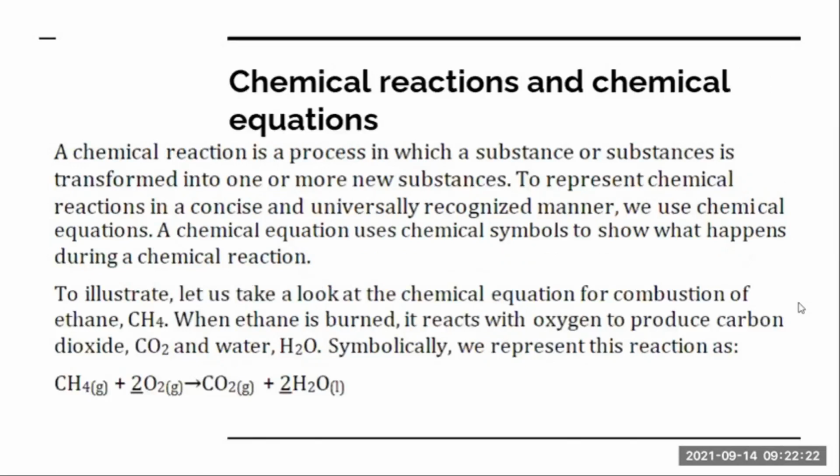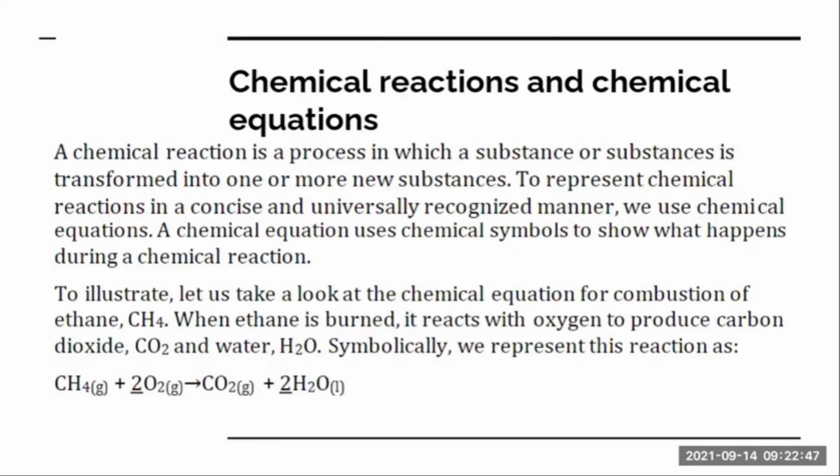Okay. So chemical reactions and chemical equations. A chemical reaction is a process in which a substance or substances is transformed into one or more new substances. To represent chemical reactions in a concise and universally recognized manner, we use chemical equations. So a chemical equation uses chemical symbols to show what happens during a chemical reaction.